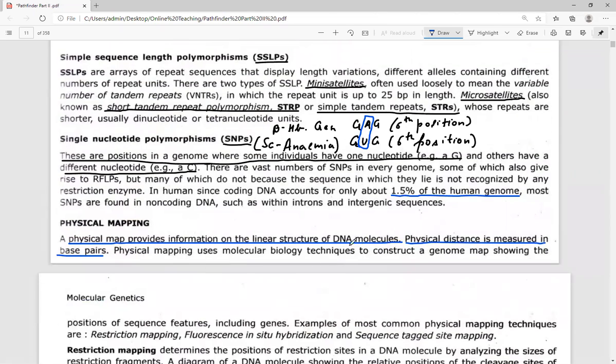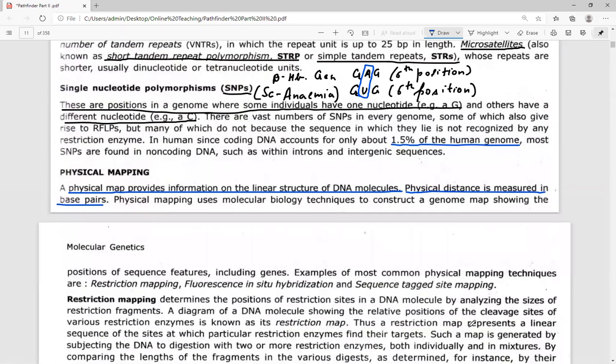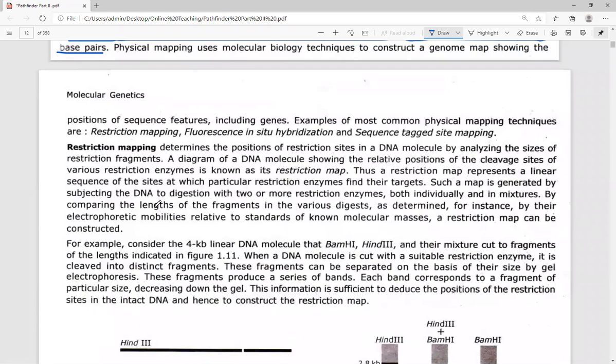Physical mapping uses molecular biology techniques to construct a complete genomic map showing the position of sequencing features including genes. Examples of the most commonly used physical mapping include restriction mapping, fluorescence in situ hybridization, and sequence tagged sites. Now, there might be a question in your mind.